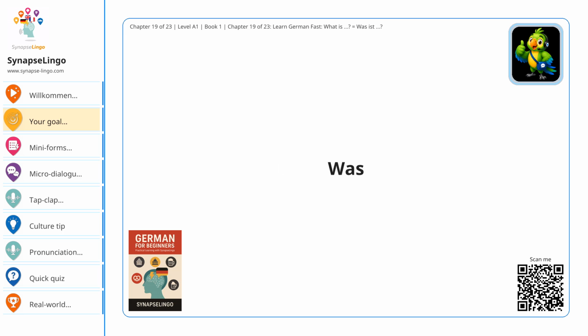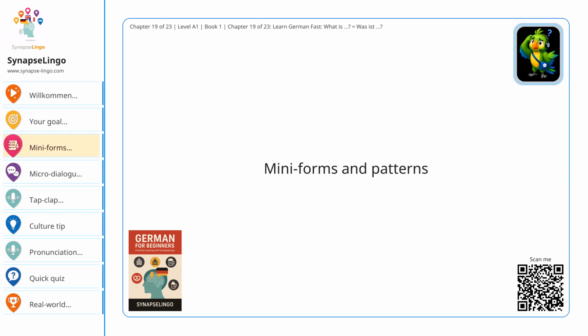Mnemonic. German was looks like English was, but means what. Add ist. Was ist? Mini forms and patterns. Let's plug the phrase into common situations. What is this? Say, Was ist das? Point closer. What is this thing here? Try, Was ist das hier?